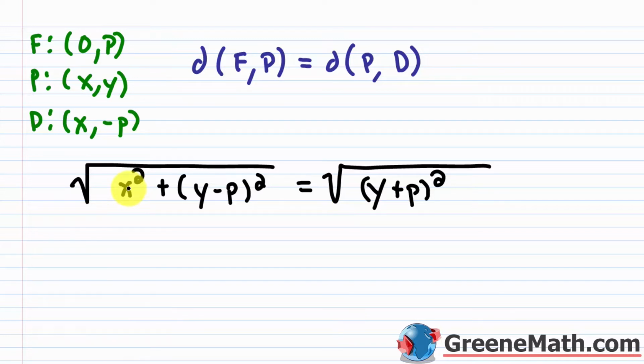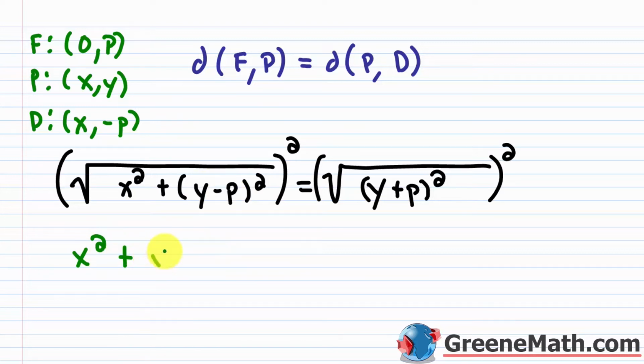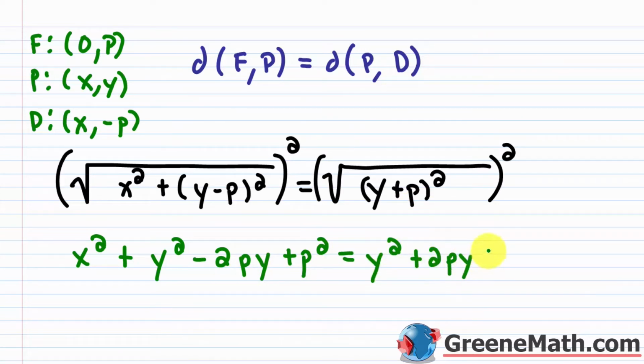Okay, so to kind of get rid of the square roots, I'm going to square both sides, and I'm going to be left with the radicand in each case. So I'm going to have x squared plus, just go ahead and FOIL this out. This is going to be y squared, and then minus 2py, and then plus p squared equals, this guy would be y squared plus 2py plus p squared. Okay, you can immediately get rid of the y squared and the p squared terms on each side, because again, same thing on each side of the equation, subtract it away, it's gone. Okay, so that's a piece of cake.